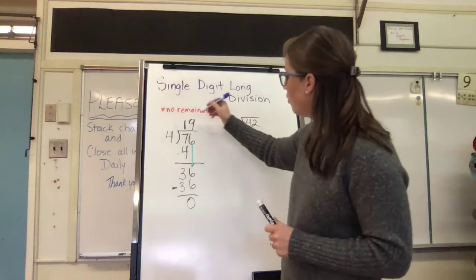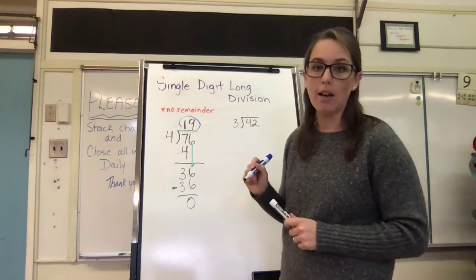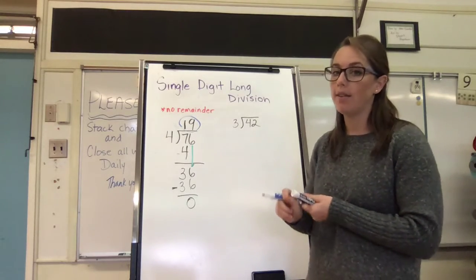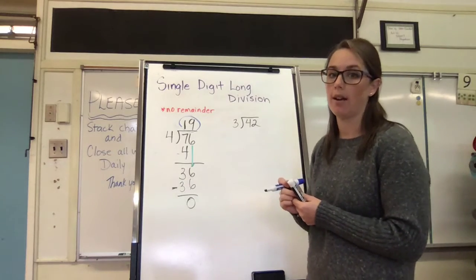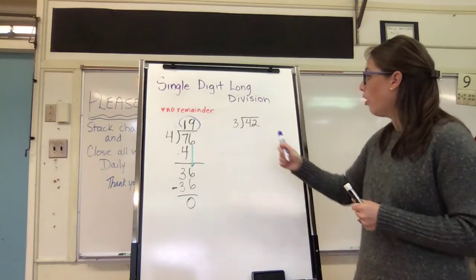So then the answer to my question is right up here. 19 is the quotient. So that is how many times 76 is divided by 4, or how many times 4 goes into 76. Okay, let's move on to this next one.